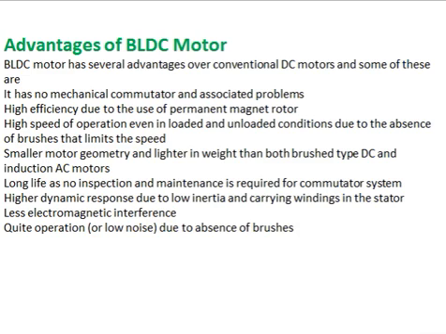BLDC motor has several advantages over conventional DC motors, and some of these are: it has no mechanical commutator and associated problems; high efficiency due to the use of a permanent magnet rotor; high speed of operation even in loaded and unloaded conditions due to the absence of brushes that limit the speed; smaller motor geometry and lighter in weight than both brushed-type DC and induction AC motors; long life as no inspection and maintenance is required for the commutator system; higher dynamic response due to low inertia and carrying windings in the stator; less electromagnetic interference; quiet operation or low noise due to absence of brushes.